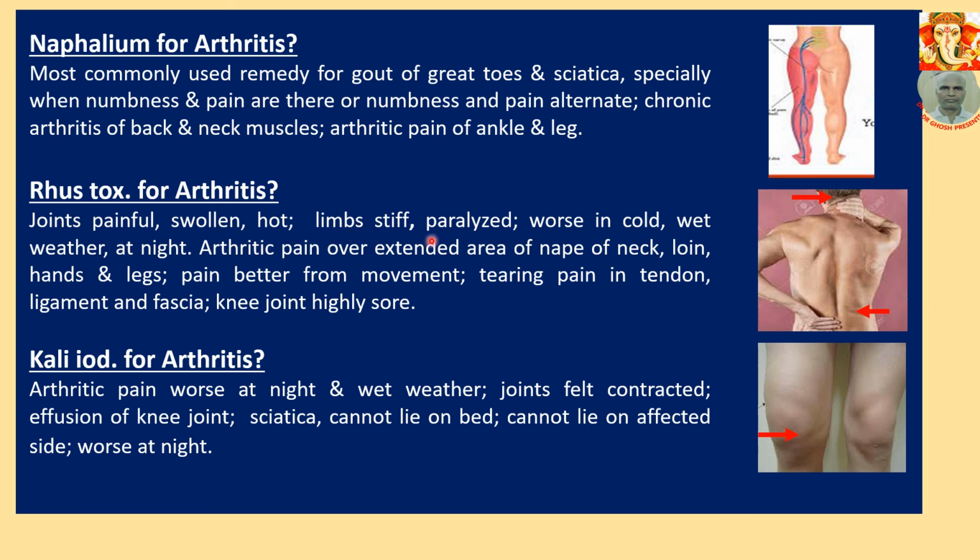Limbs stiff, paralyzed. Worse in cold, wet weather at night. Arthritic pain over an extended area of neck, loin, hands and legs. Pain better from movement. This is the characteristic symptom of Rhus tox. Tearing pain in tendon, ligament, fascia. Knee joint highly sore. This is the nape of the neck. This is the loin region.